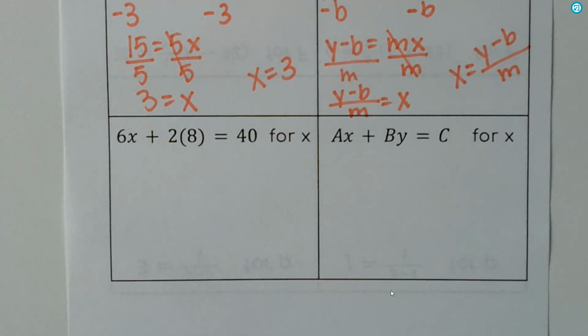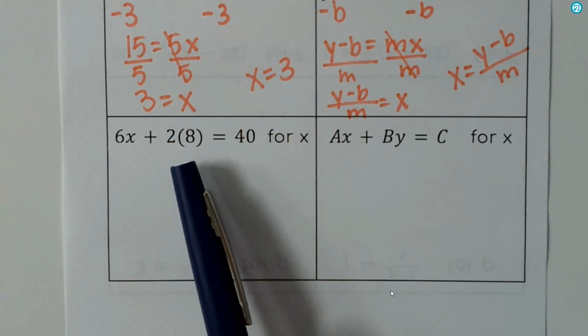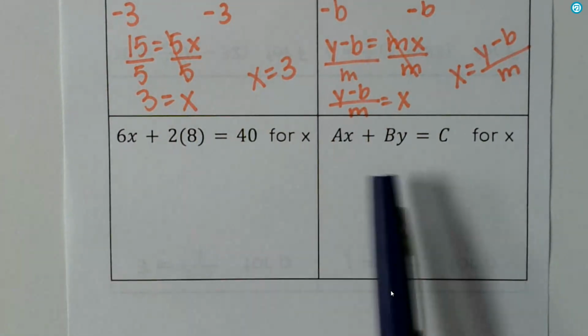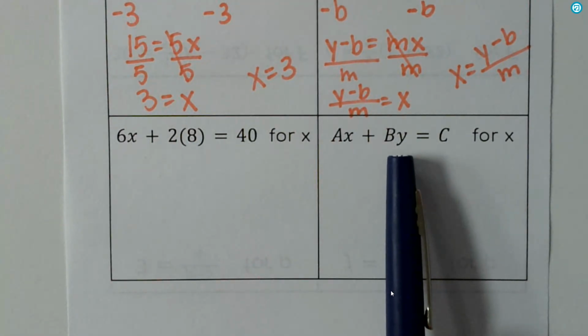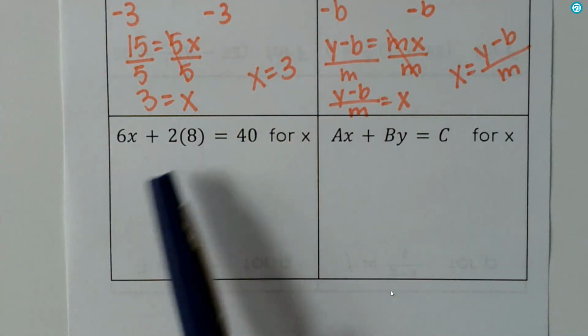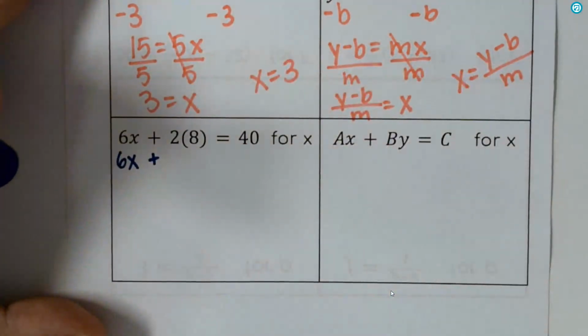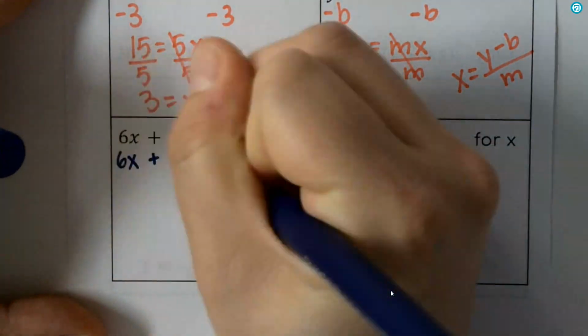All right, next one we got is 6x plus 2 times 8 equals 40. So in this one, we left this 2 times 8 separate, and then we can multiply it together real quick. The reason why we left it separate is right here, this by, it can't be put together. So we wanted to have 2 things there, but we can go ahead and multiply that. So 6x plus 2 times 8 is 16 equals 40.